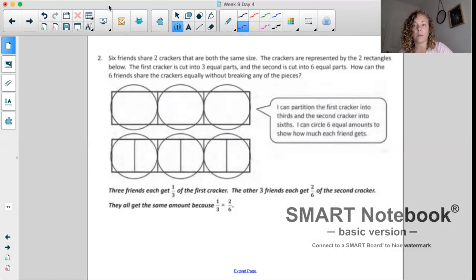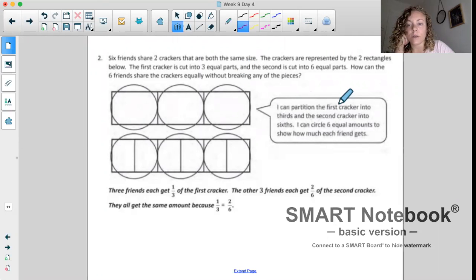All right, number 2, 6 friends share 2 crackers that are both the same. The crackers are represented by the 2 rectangles below. The first cracker is cut into 3 equal parts and the second is cut into 6 equal parts. How can the 6 friends share the crackers equally without breaking any of the pieces?